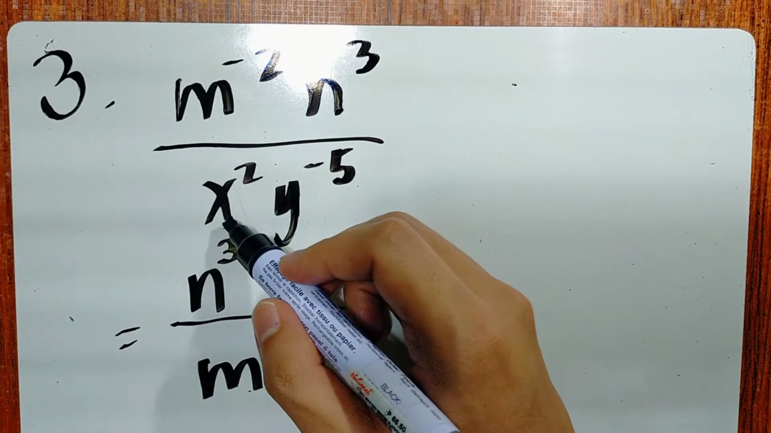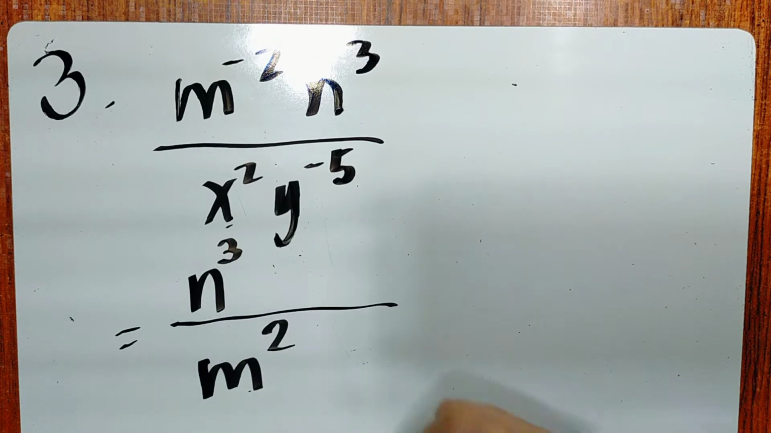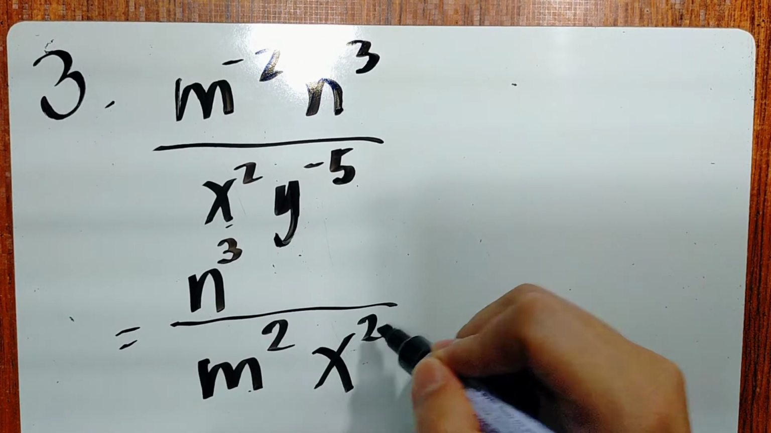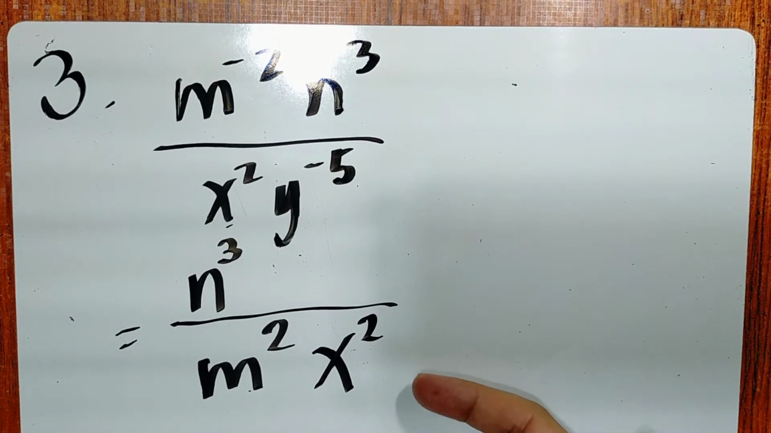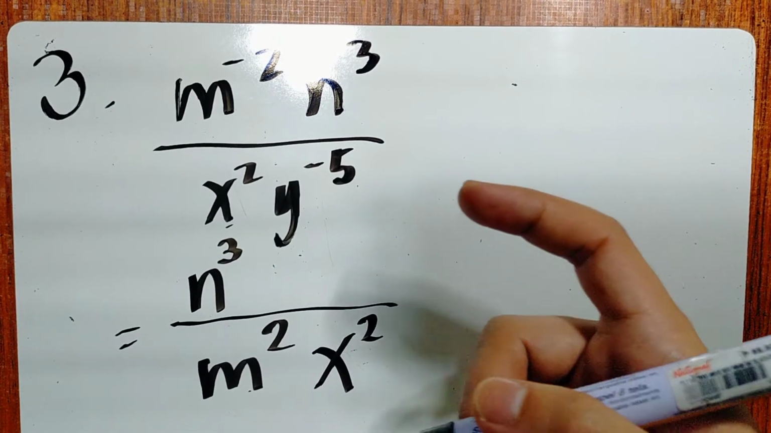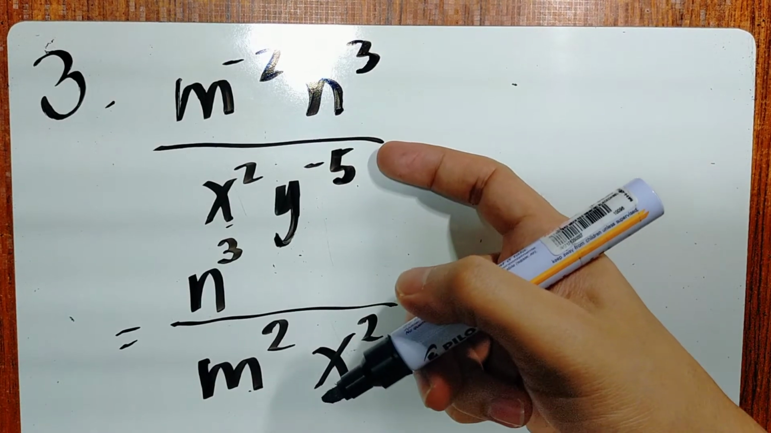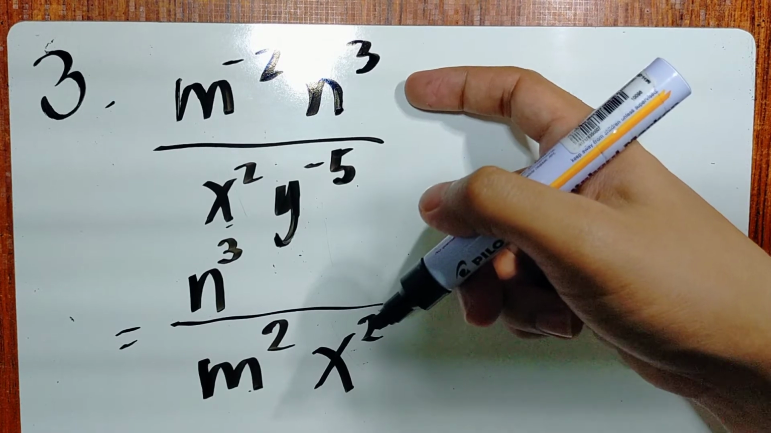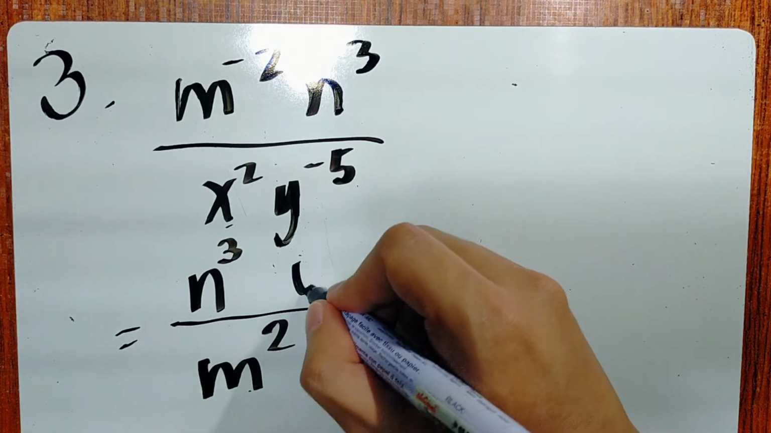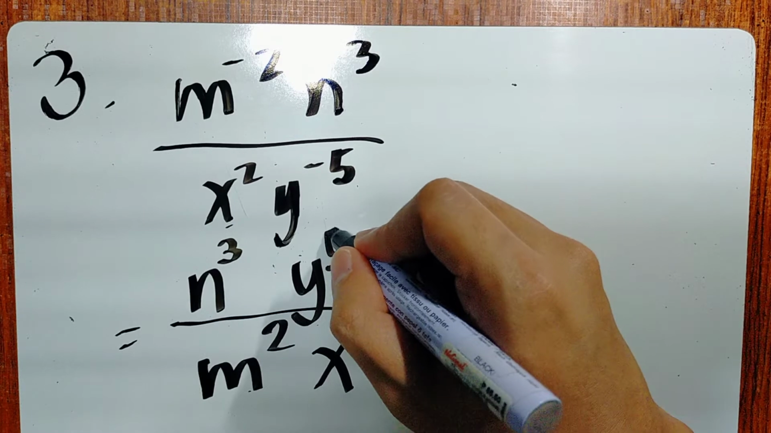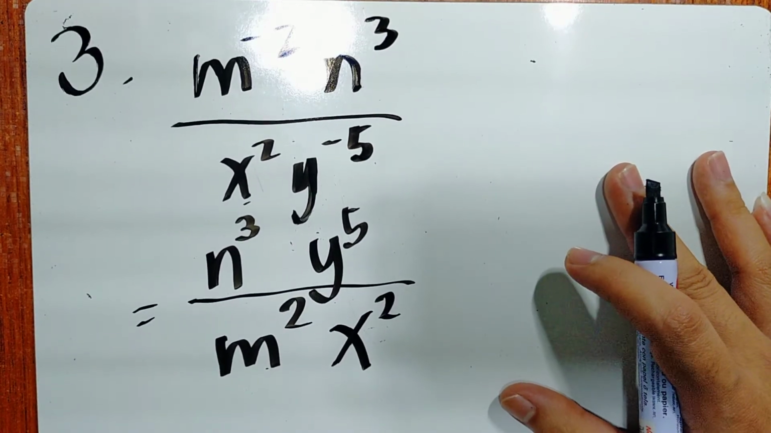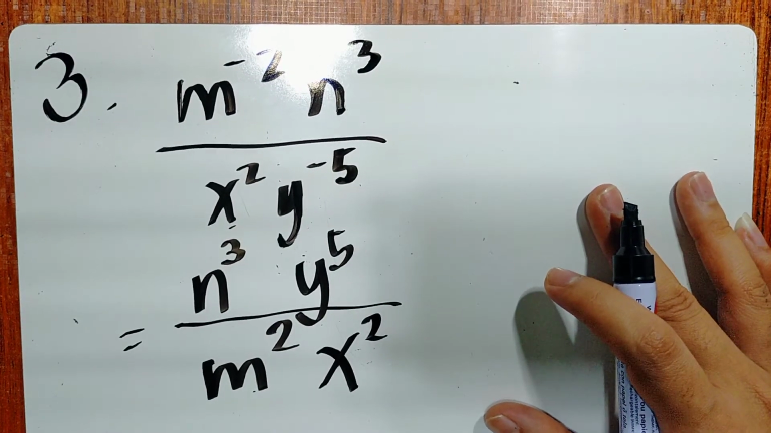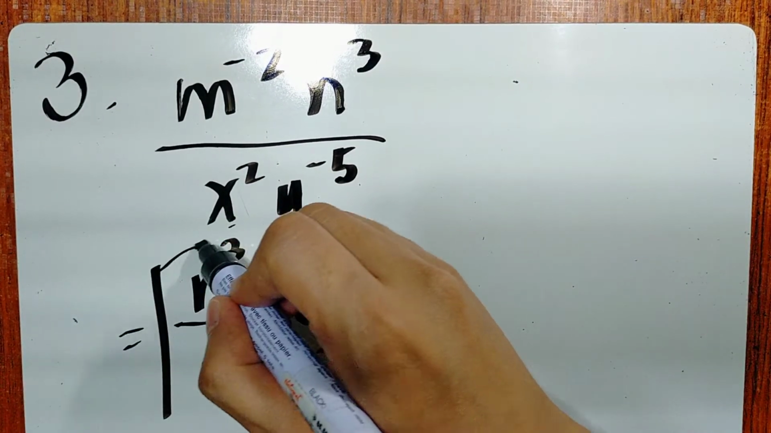Okay? How about yung x squared? May negative ba siya? Wala din. So, mag-i-stay lang siya kung saan siya nakalagay. Okay? So, since nasa denominator siya, sa denominator lang siya mapupunta. Next, how about y raised to negative 5? Since meron siyang negative exponent, you have to reciprocal and lilipat natin siya sa numerator. And that will give us n cubed y raised to 5 over m squared x squared. That is the final answer.